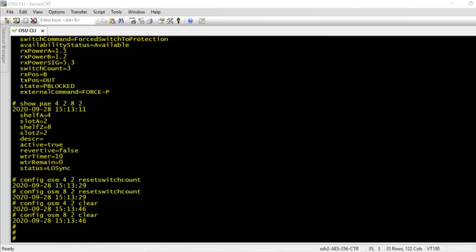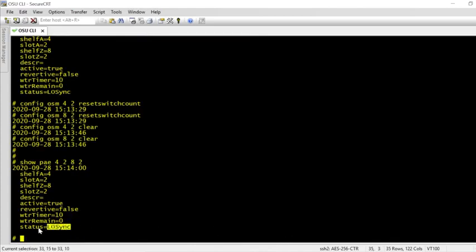Since the selected legs of the two OSMs are still not matching, the PAE is still in loss of sync status. Show PAE 4282. If the PAE is not in revertive mode, the two OSMs will stay where they currently are, and therefore the alarms won't be cleaned up by themselves. Ultimately, it is necessary to switch the traffic of both OSMs over to the same side of the ring.